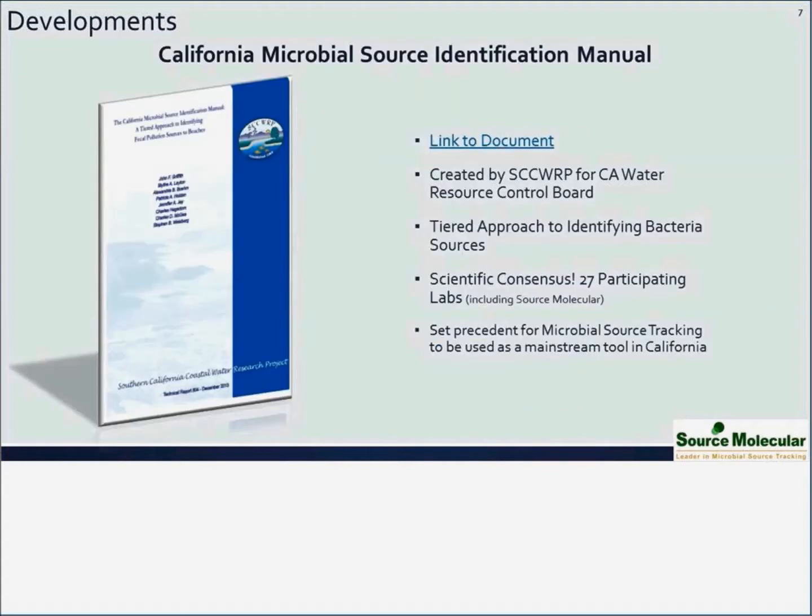So the second development recently was the state of California's release of an official Microbial Source Tracking Identification Manual. So this was created, again, by SCORP for the California Water Resources Board as a way of starting to set up a framework of how you actually apply microbial source tracking in real-world water implementation projects. And so this study is a tiered approach to doing source identification, and we'll go into some of the themes from that study later on.